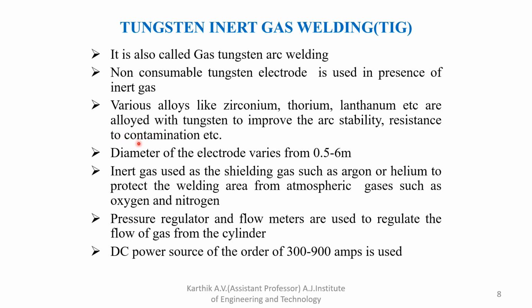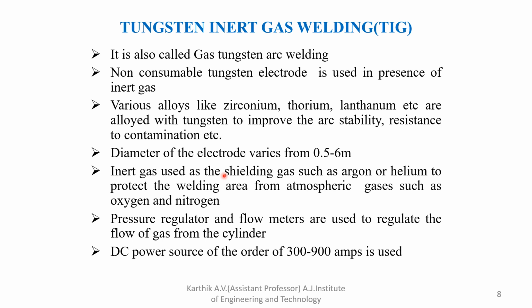Inert gas is used as a shield gas, such as argon or helium, to protect the welding area from atmospheric gases. Argon gas is mainly used for preventing oxidation, such as from oxygen and nitrogen.